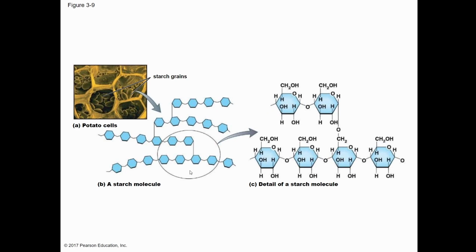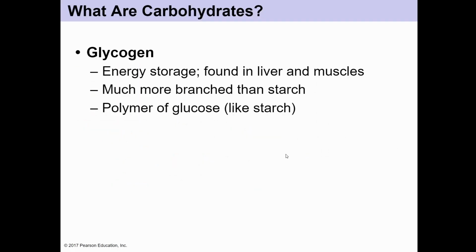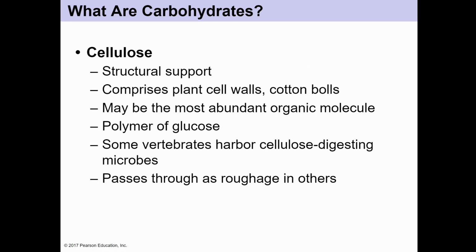So here is its branch structure. You can see we have kind of these long branches that are connected. And we can see a detail of that. We can see that we have a lot of hexosugars because it is glucose molecules bound together. Glycogen is for energy storage, but in animals. For example, our glycogen is stored in our liver and skeletal muscles, and this is more branched than starch, but also made up of glucose.